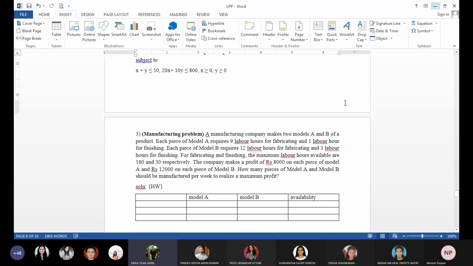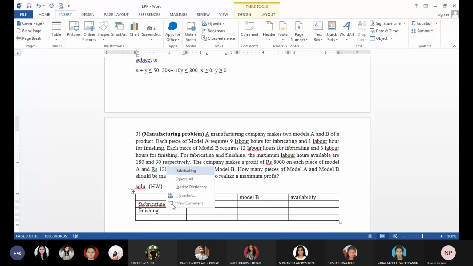सर वो लेफ्ट साइड वाले कॉलम में फैब्रिकेटिंग और फिनिशिंग लिखेंगे ना? हाँ, यहाँ पे फैब्रिकेटिंग और फिनिशिंग लिखेगा. ओके, अभी तुमने तो बोला प्रॉफिट भी आएगा ना? हाँ, प्रॉफिट भी आएगा. ओके, तो आप बताइए, मैं टेबल कंप्लीट करूँगा. तो फॉर्मुलेशन अभी कर लेते हैं, ग्राफिकल सॉल्यूशन होमवर्क कर लेना.